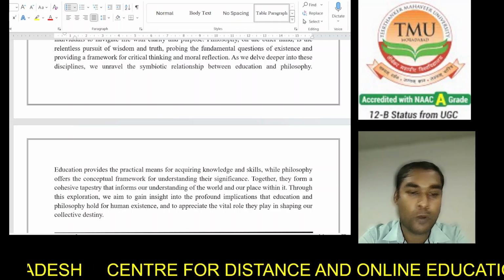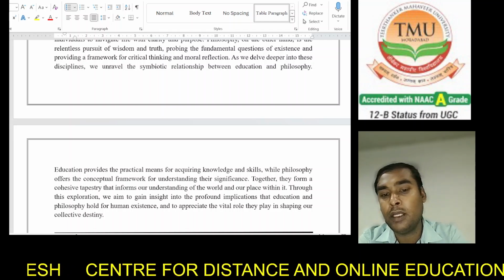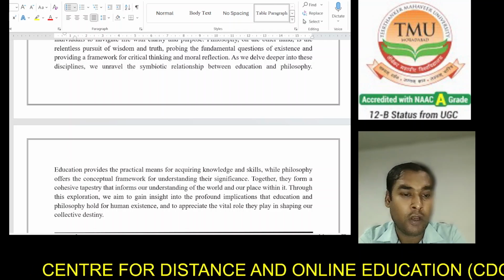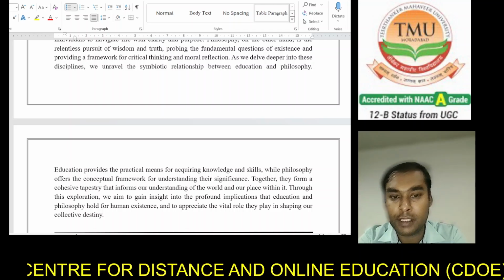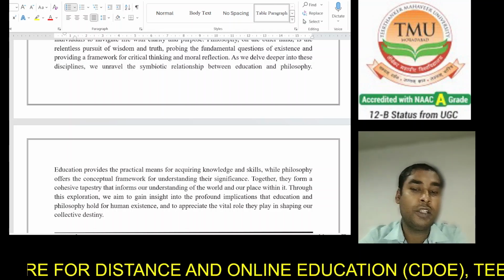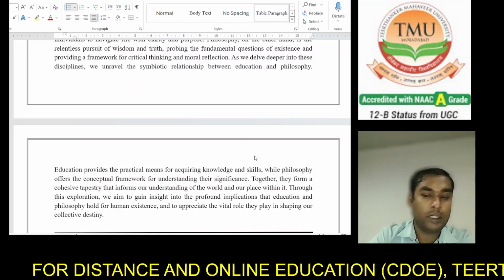Through this exploration, we aim to gain insight into the profound implications that education and philosophy hold for human existence and to appreciate the vital role they play in shaping our collective destiny.